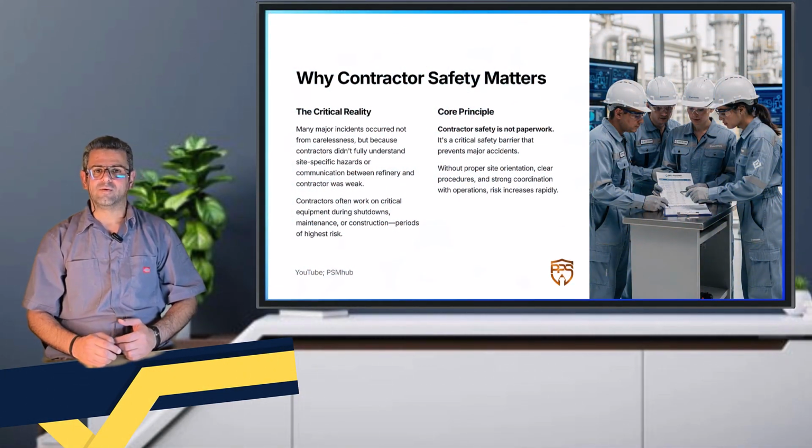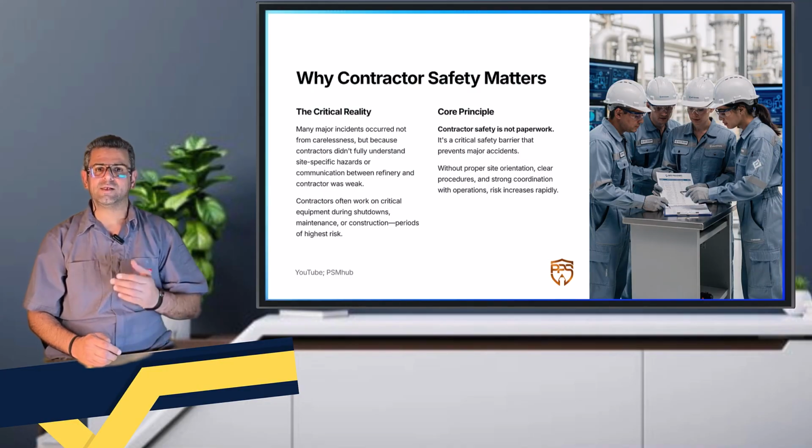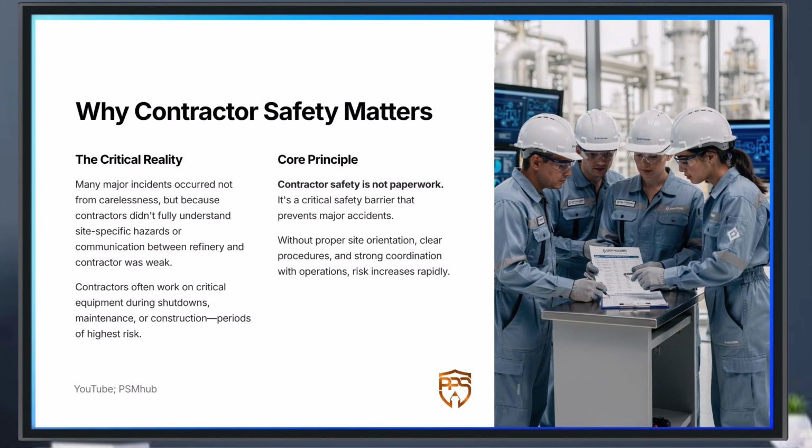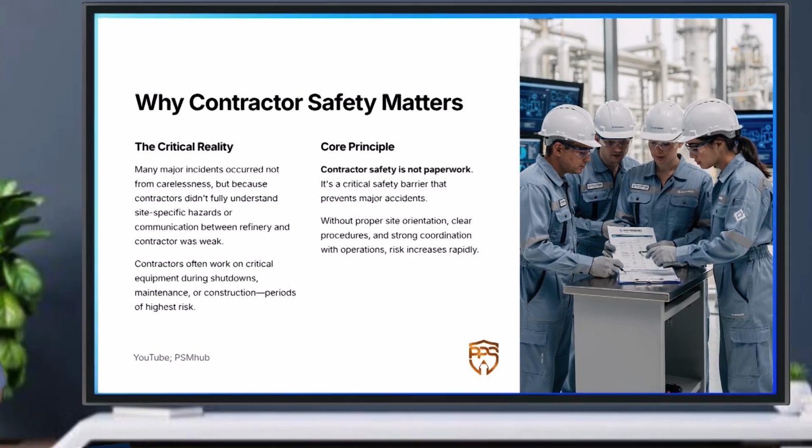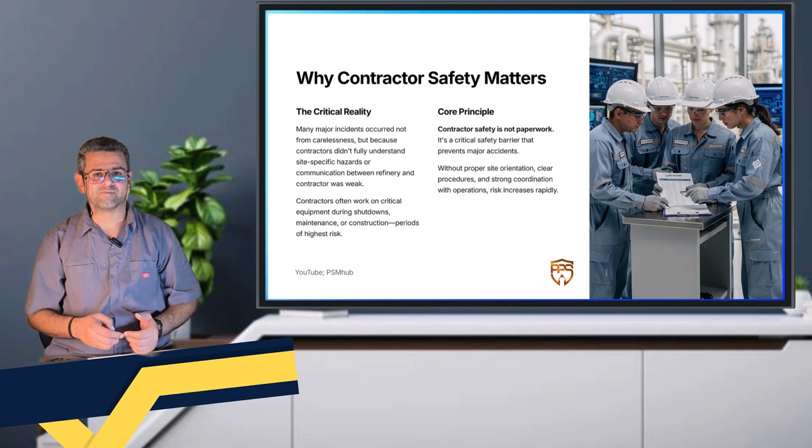refineries. If we look at past major accidents, one lesson is very clear. Many incidents didn't happen because people were careless. They happened because contractors didn't fully understand the site hazards, or because communication between the refinery and the contractors was weak. Contractors often work on critical equipment, especially during shutdowns, maintenance, or construction. They may be very skilled at their job, but without proper site orientation, clear procedures, and strong coordination with operations, the risk can increase very fast.